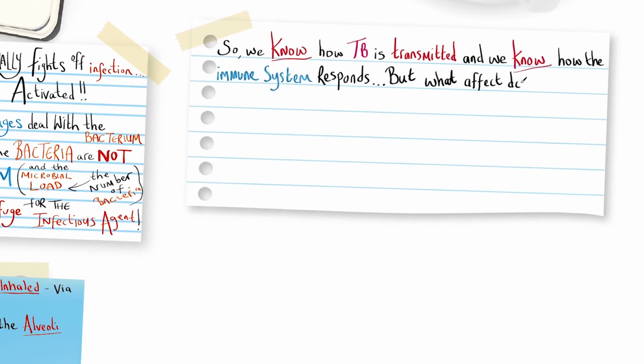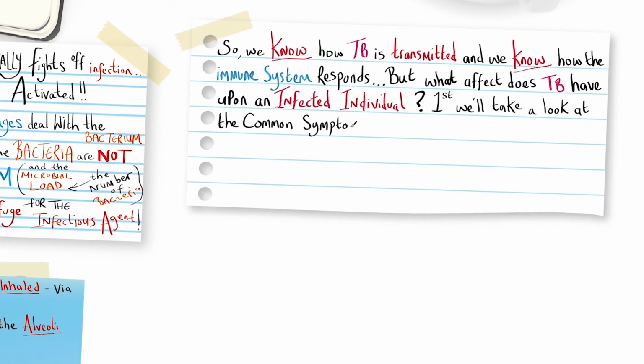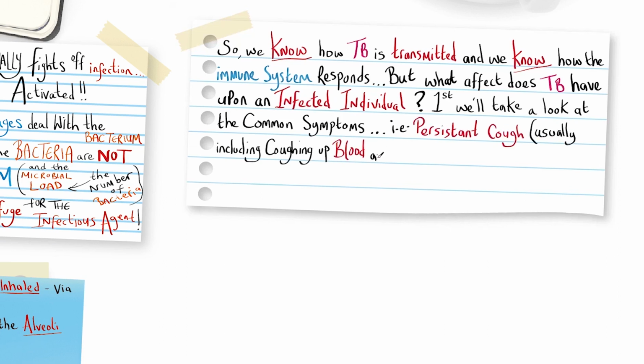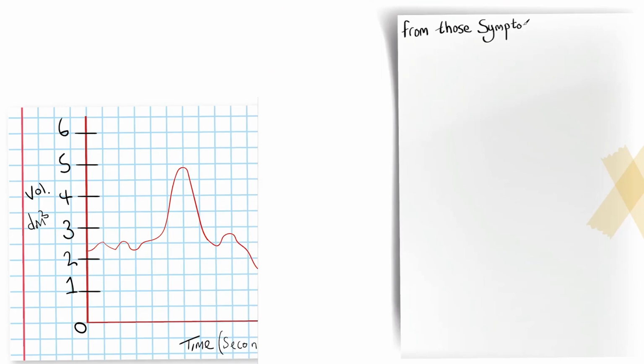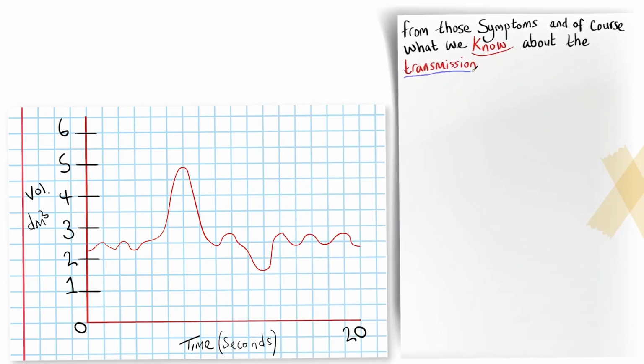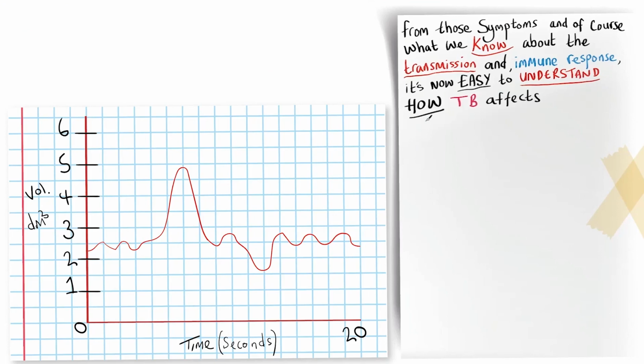But what effect does this infectious disease have upon an infected individual? Well, firstly, we'll take a look at the common symptoms, i.e. persistent cough, usually including the coughing up of blood and mucus, which is accompanied by chest pains, fatigue, and of course, shortness of breath. From those symptoms, and of course what we know about the transmission and immune response, it's now easy to understand how TB affects ventilation rate.